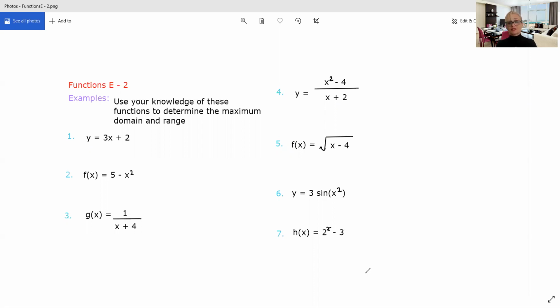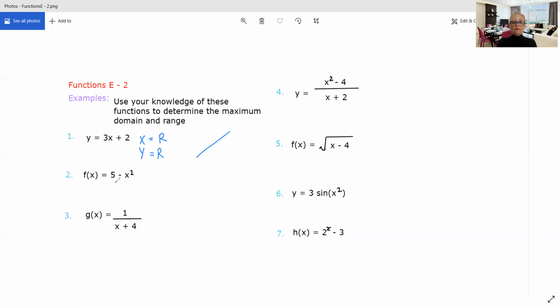The first one is just a linear function, isn't it? It's a straight line. There is no reason whatsoever why that is not defined for all real values of x. So the domain would just be the set of real numbers. Similarly, because it's a straight line, it's going to be going up from left to right across the page. All real values of y will come into play as well. So the range will be R also.